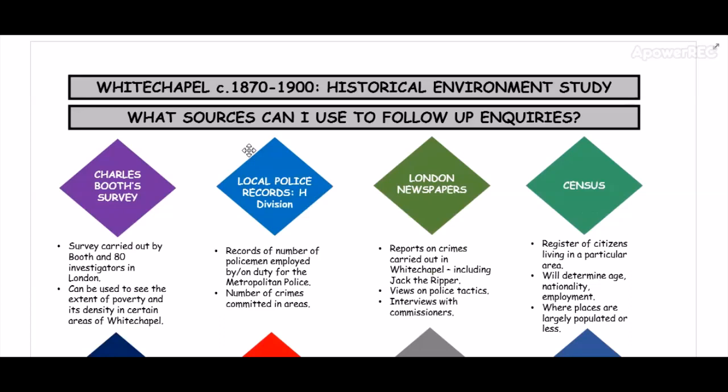Okay. So for example, Charles Booth survey. This is a source that historians can use, where Charles Booth basically carried out a survey of the housing and living conditions within Whitechapel. So that'd be very useful, as you can see there, if we wanted to learn about people's houses and what the conditions were like. We could even look at local police records from H Division. So there it would have been recorded who was on duty, types of crimes committed, police reports, etc.